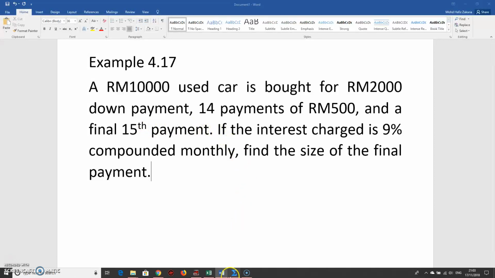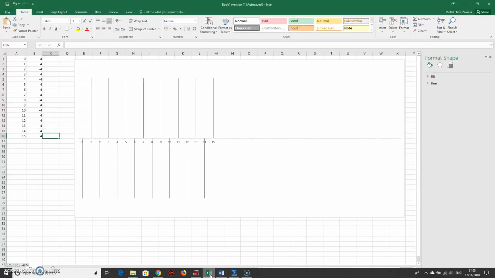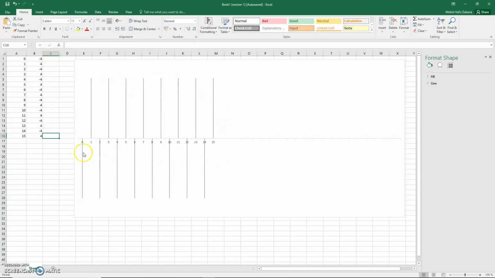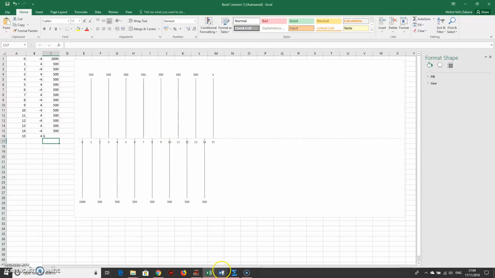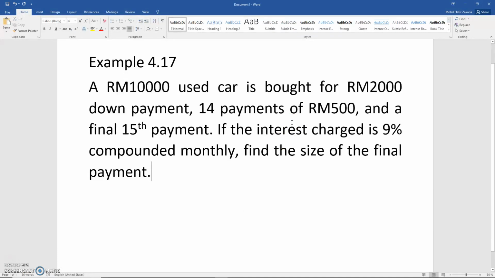First, let's see how it looks. This is the timeline of the 15 payments. Initially 2,000 was paid, and then 500 for 14 times. As you can see here, 500 from 1 until 14, and then the final 15th payment is unknown, so we just put K there. This is how it should look in the timeline. The question asks us the size of the final payment. Let's try to figure it out.